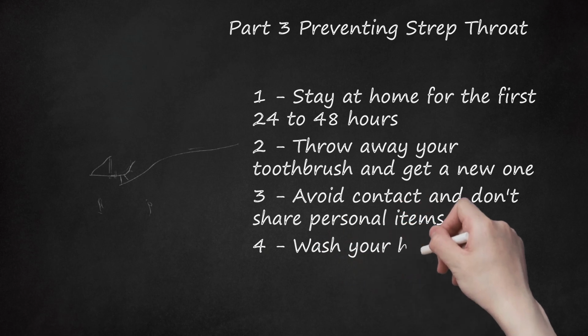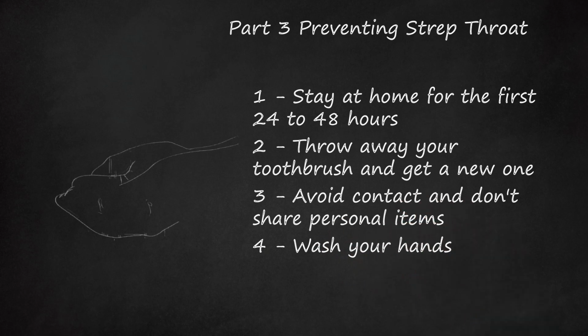4. Wash your hands. Proper hand washing is the best way to prevent all kinds of infections. According to the CDC, proper hand washing technique includes: wet your hands with clean, running water, warm or cold, turn off the tap, and apply soap. Lather your hands by rubbing them together with the soap. Be sure to lather the backs of your hands, between your fingers, and under your nails.